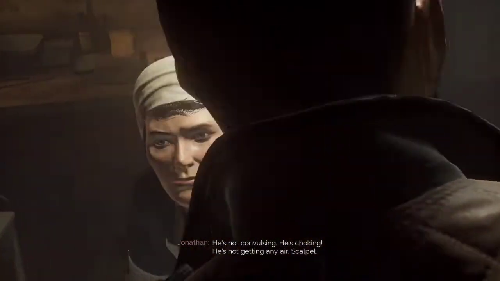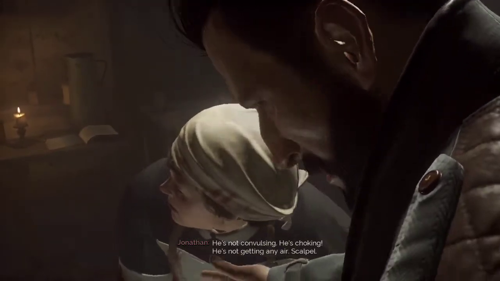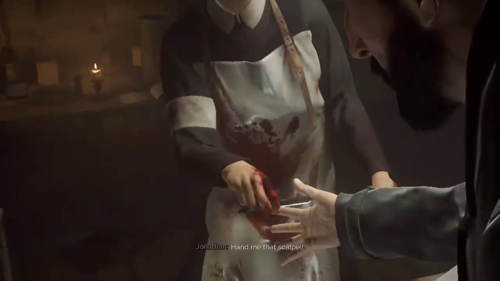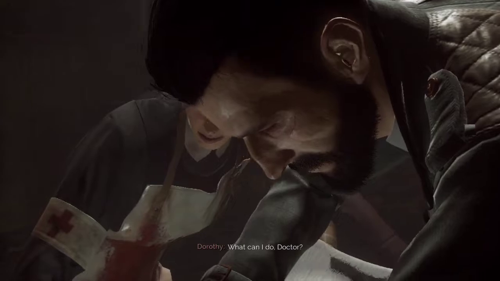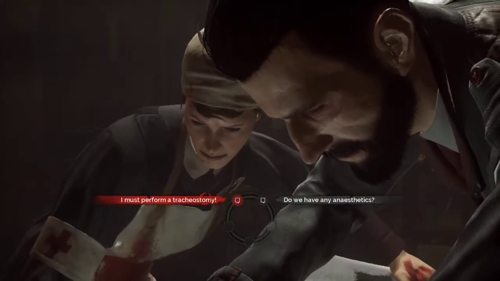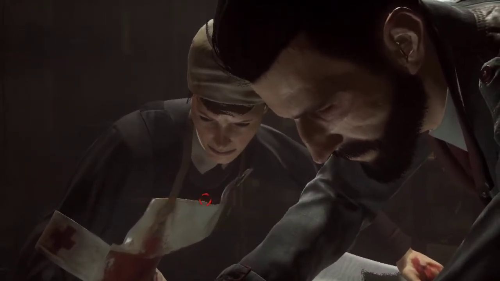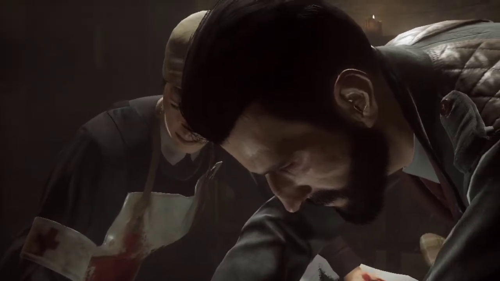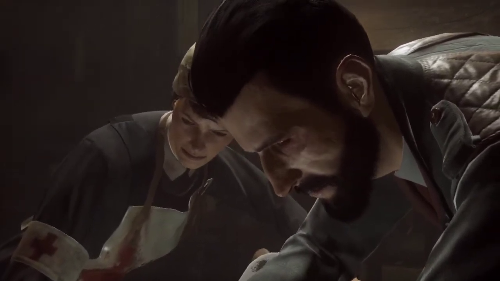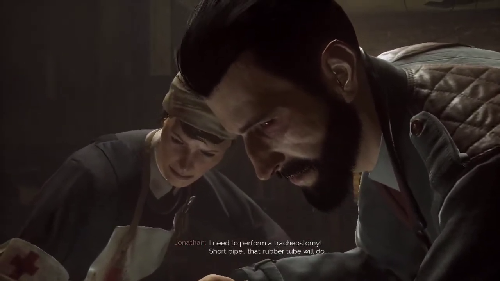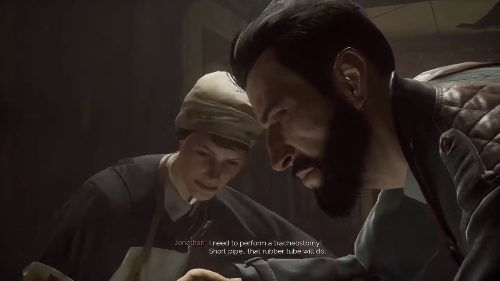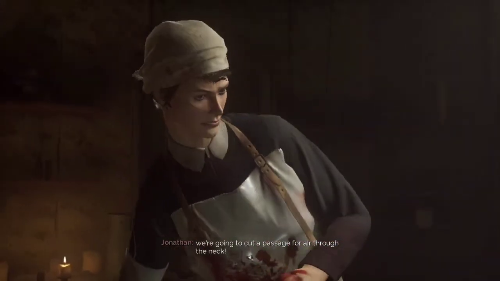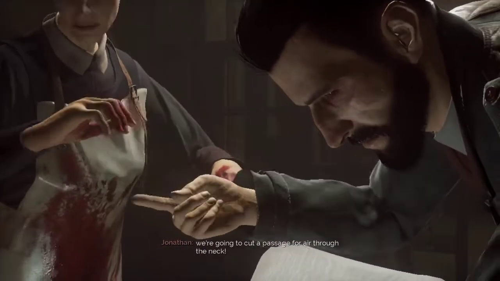He's not convulsing, he's choking. He's not getting any air. Scalpel! Hand me that scalpel! What can I do, doctor? Well, I'm no doctor, but it seems like this one is the best. I need to perform a tracheostomy. Short pipe. That rubber tube will do. We're going to cut a passage for air through the neck. Yes, doctor.